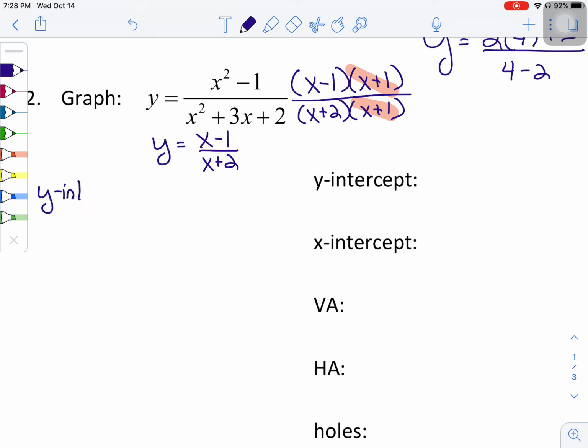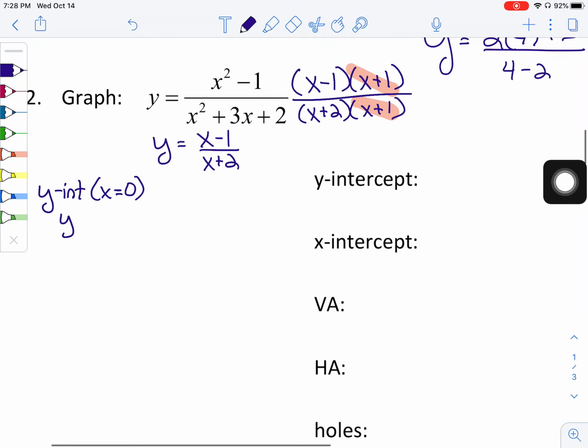All right, y-intercept. Y-intercept, I'm going to set x equal to 0, okay, in this new function. So don't go back to the original. Keep it in the new function. It makes it easier. It makes the number smaller. So y is equal to 0 minus 1 over 0 plus 2. So negative 1/2. Y-intercept is 0, negative 1/2.